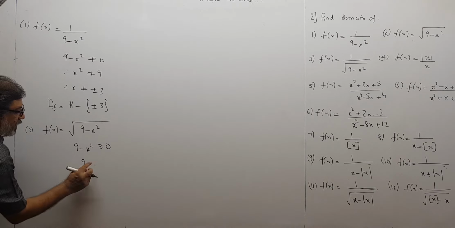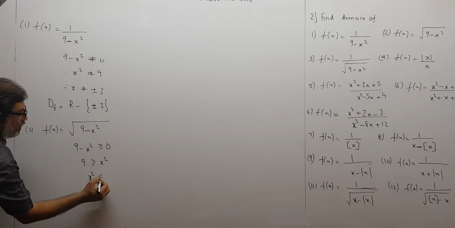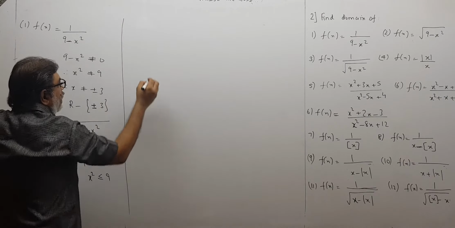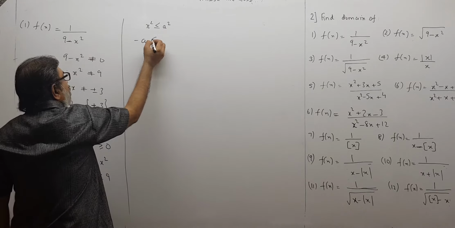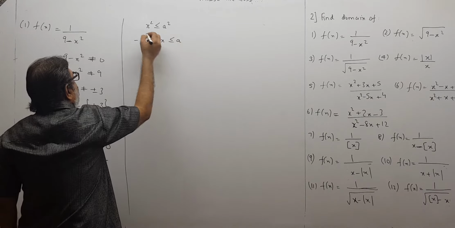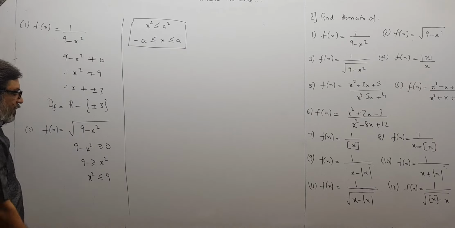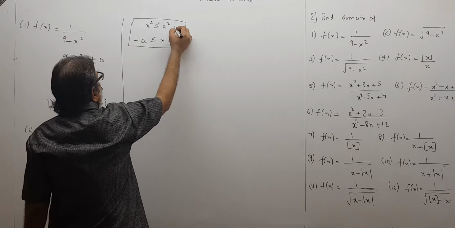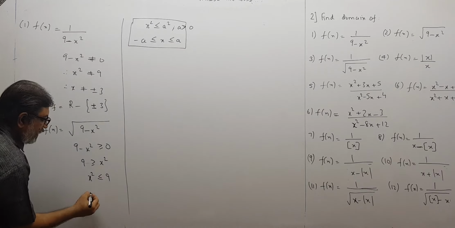That means 9 should be greater than or equal to x square. That means x square should be less than or equal to 9. Now I have told you already, children, so many points of inequalities I have taught you. If x square is less than or equal to a square, then minus a is less than or equal to x less than or equal to a. Please remember these points. I may not be able to tell you again and again. So if x square is less than or equal to a square, minus a is less than or equal to x less than or equal to a, of course a is greater than 0. So here x square is less than or equal to 3 square.